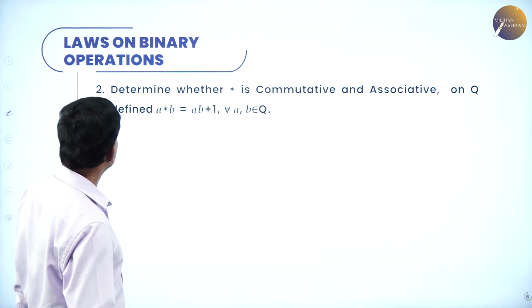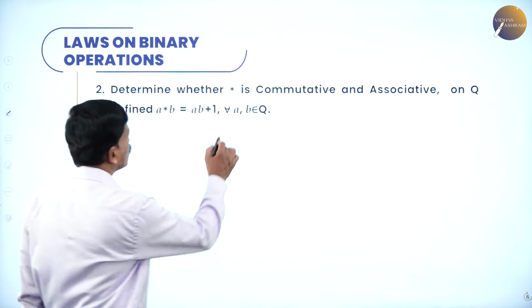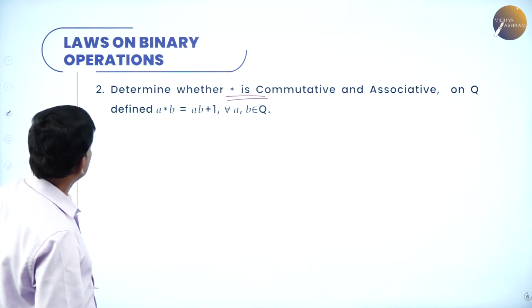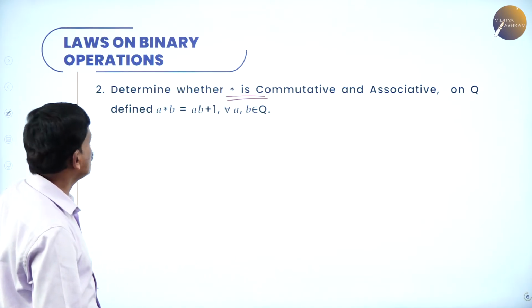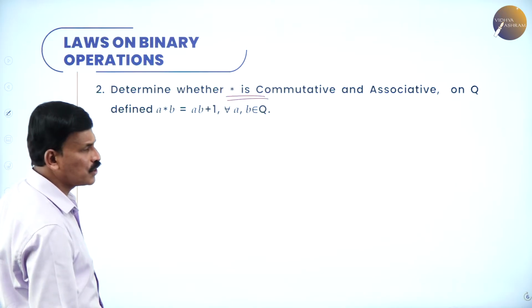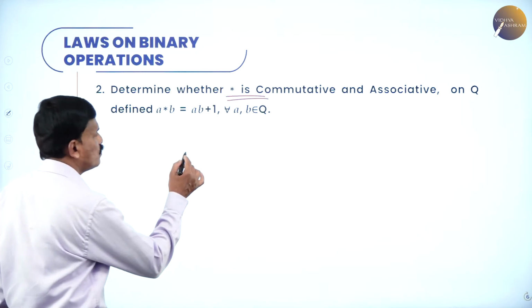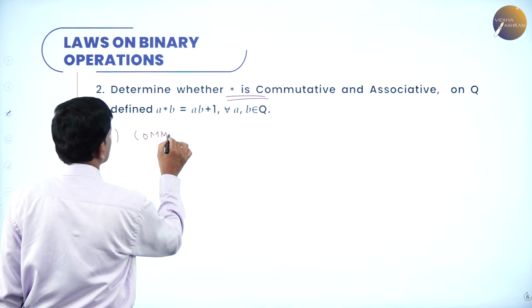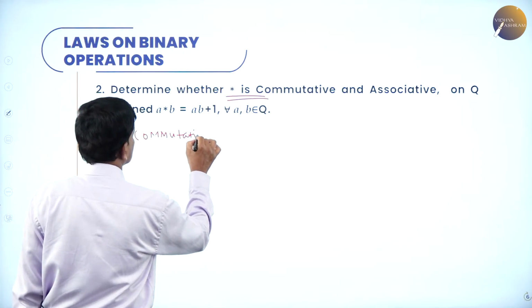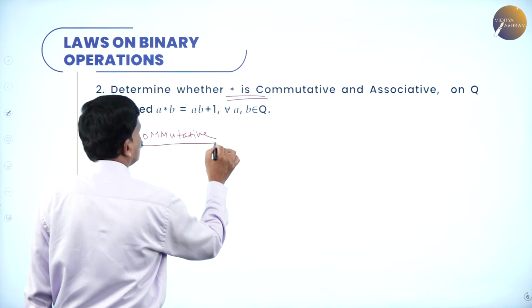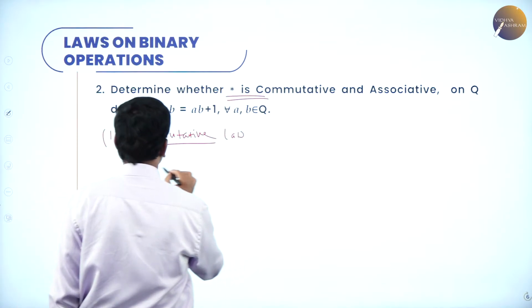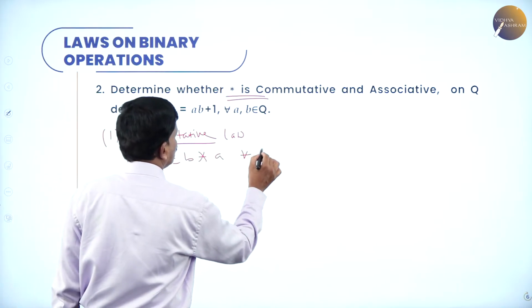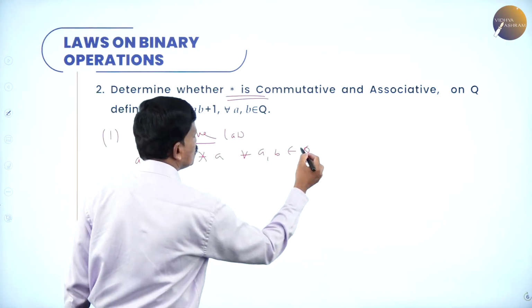What is the next problem? Determine whether star is commutative and associative on Q, defined by A star B is equal to AB plus 1 for all A, B belongs to Q. Now, verify whether it is commutative and associative. Let us come to the first property, commutative. Commutative law. So, what is commutative law here? A star B is equal to B star A for all A, B belongs to Q. This is to be verified.